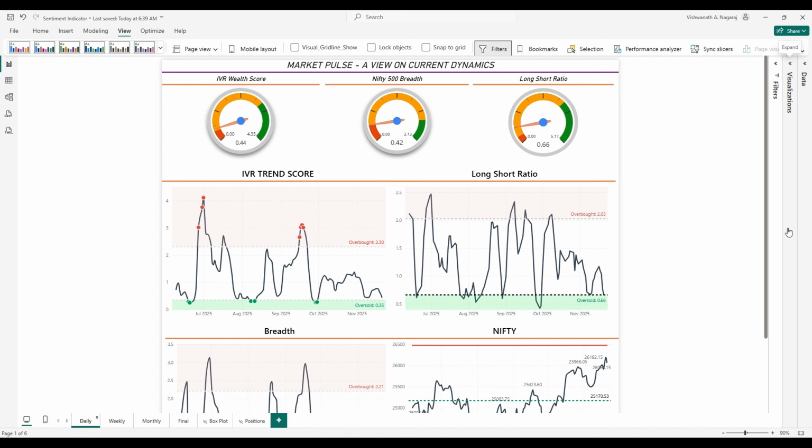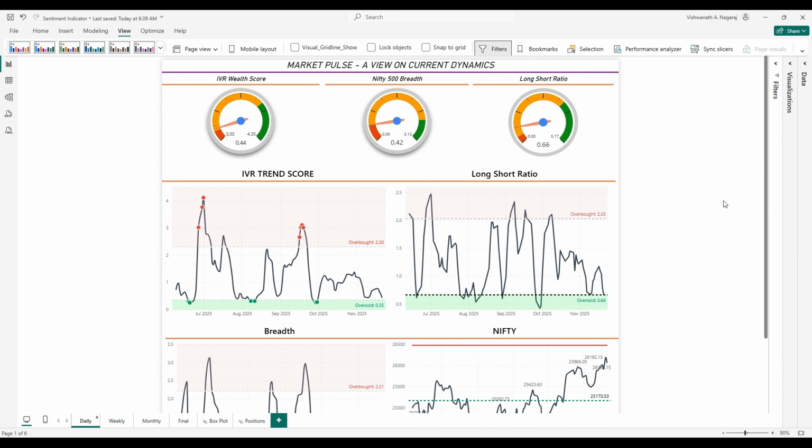Even the same thing with breadth. Breadth is at 0.42, and if you see, it is in the fear zone. Long short ratio is at 0.66. It still has some room, I would say, that longs, there might be gap downs, there might be a little more profit booking that might happen. There is scope as per the long short ratio.